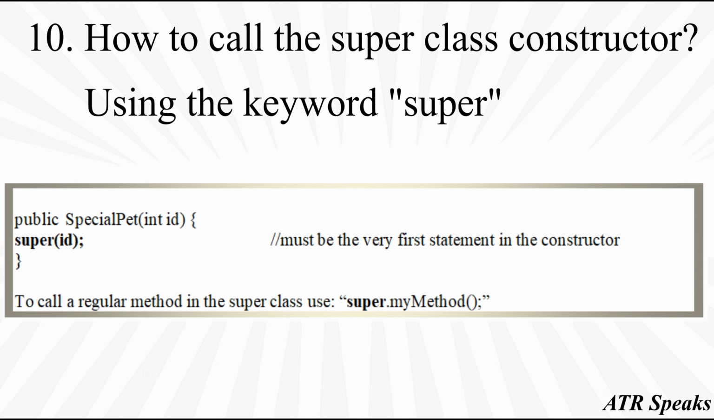And the last question is, how to call the superclass constructor? For example, if a class called SpecialPet extends your Pet class, then you can use the keyword super to invoke the superclass constructor. Hence, super must be the very first statement in the constructor. To call a regular method in the superclass, use super.myMethod. This can be called at any line.